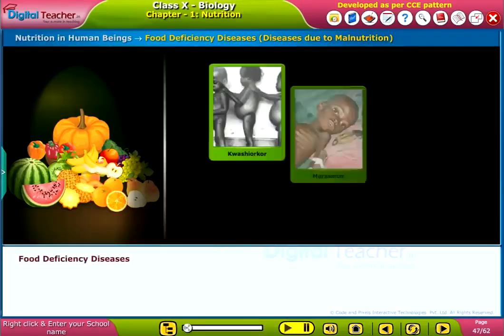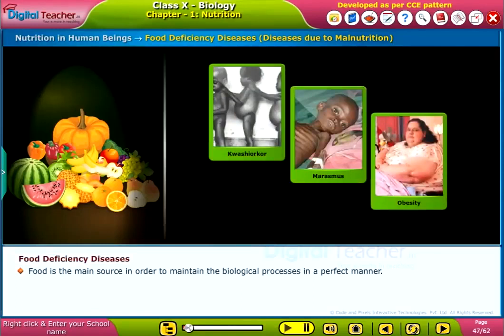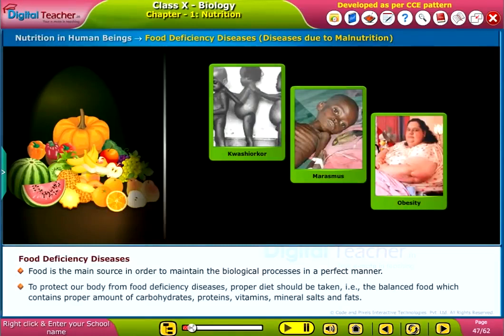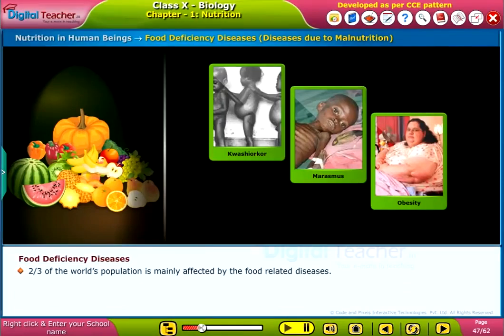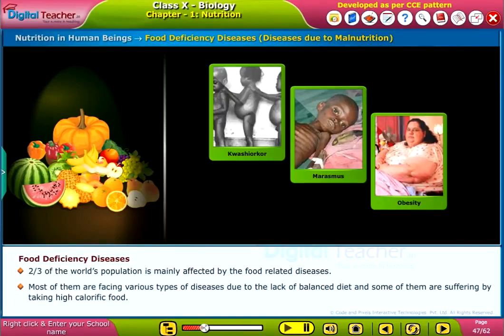Food deficiency diseases. Food is the main source in order to maintain the biological processes in a perfect manner. To protect our body from food deficiency diseases, a proper diet should be taken, that is, balanced food which contains proper amounts of carbohydrates, proteins, vitamins, mineral salts and fats. Two-thirds of the world's population is mainly affected by food-related diseases. Most of them are facing various types of diseases due to the lack of a balanced diet, and some of them are suffering by taking high calorific food.